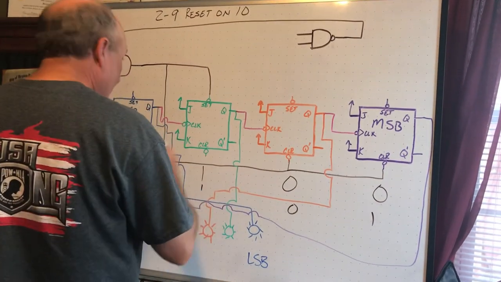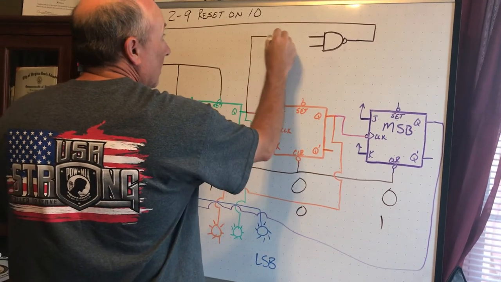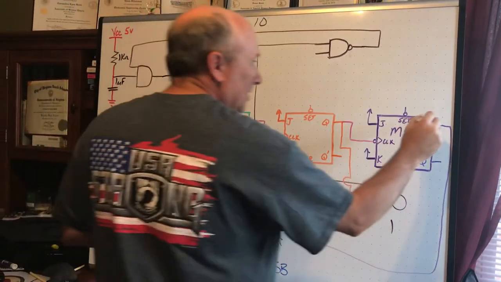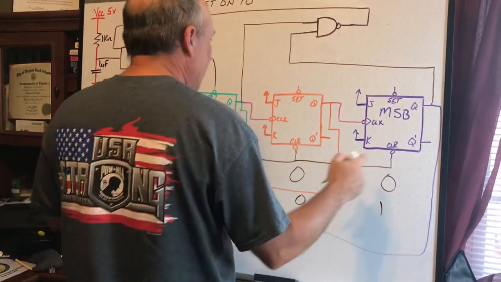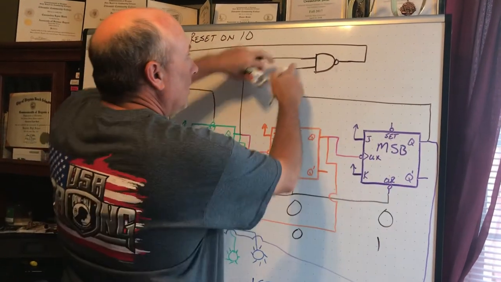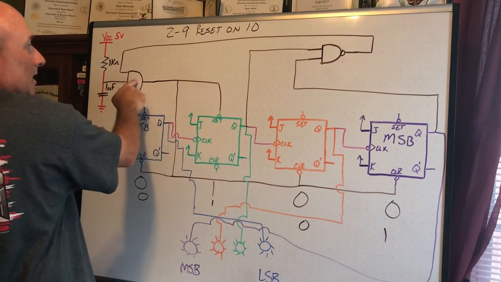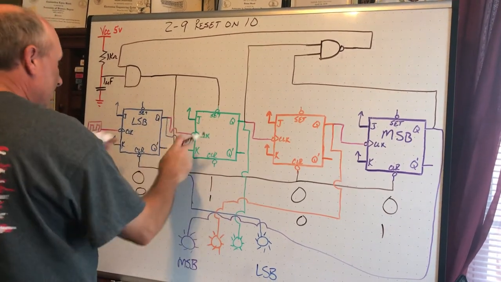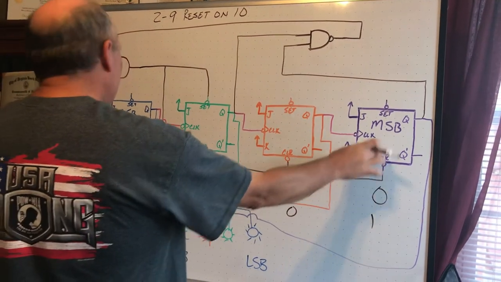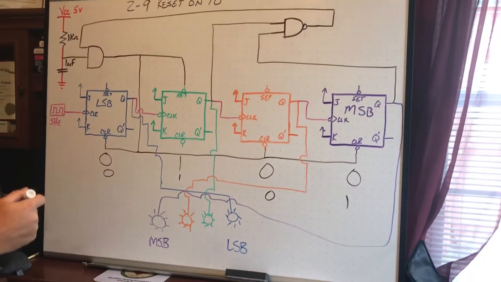So I'm going to tie this output to here, and I'm going to tie this output to here. So now when these turn 1, I got 2 ones going in, it gives me a 0 out, comes back. This gives me a 0 out, and now I got a 1 going in. It's going to set this. I'm going to have zeros going in here, which is going to change to a 1 with my inverter. It's going to clear these, and I'm going to be back to 2.